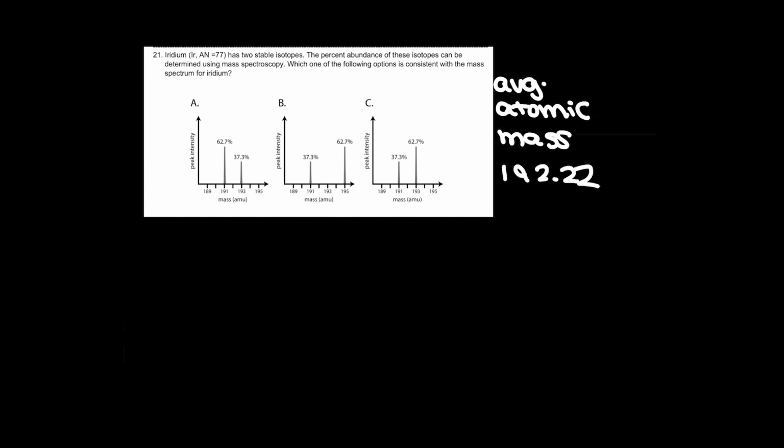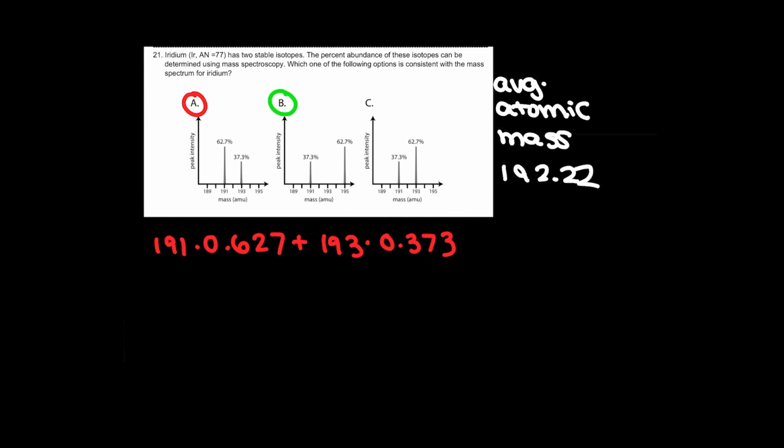192.22. So using these percentages, let's start off with A to see if that is close or not. We can use the percentages given here and the AMUs to see what the average atomic mass depicted in each of these graphs is. Starting with A, we have 191 times 0.627 plus 193 times 0.373. I'm going to circle A in red.